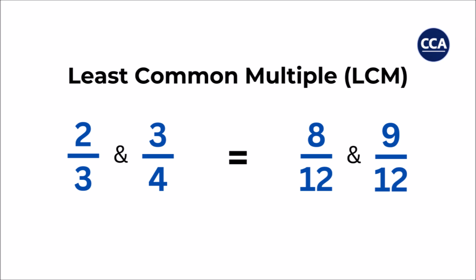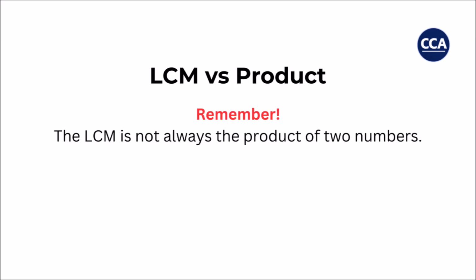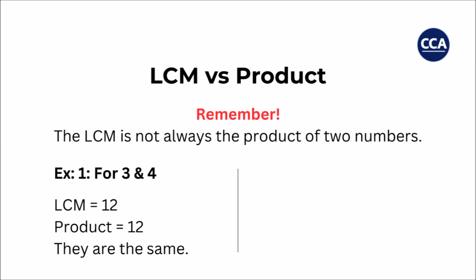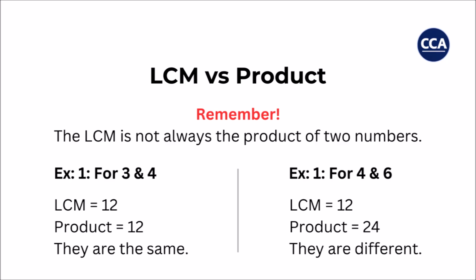Now you can not only compare all kinds of fractions easily, but also convert any two fractions with different denominators into fractions with the same denominator. By the way, one important thing about LCM and product. Remember, the LCM is not always the product of two numbers. For example, 3 and 4. LCM is 12 and the product is also 12. But in the case of 4 and 6, LCM is 12, but the product is 24. So, keep this difference in mind.